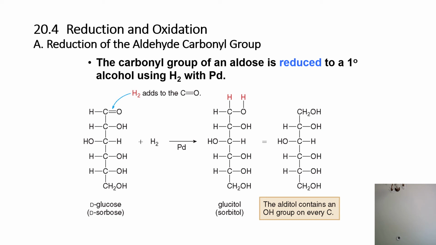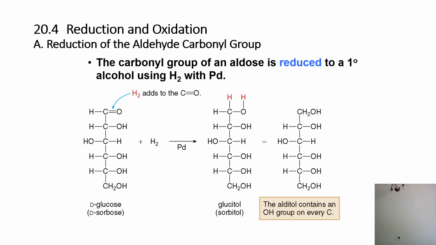So like alcohols, and previous discussion of aldehydes, oxidation and reduction can occur depending upon what the functional group is. The carbonyl group of an aldose can be reduced to a primary alcohol if we use H2 and palladium. So here we have an example of that.